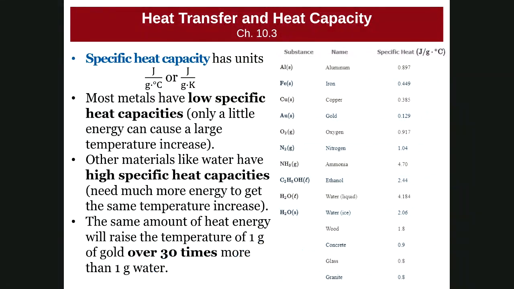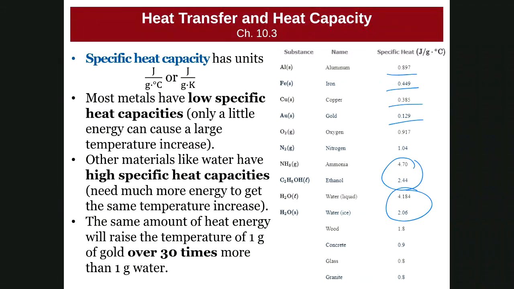All right, moving on, most metals have low specific heat capacities. We have a table of some commonly known heat capacities here on the right. Metals like aluminum, iron, copper, gold, they have low heat capacities compared to water or ice, or even some other liquids like ammonia and ethanol. You can see gold has a very low heat capacity. So when we heat up gold, it raises its temperature very rapidly.